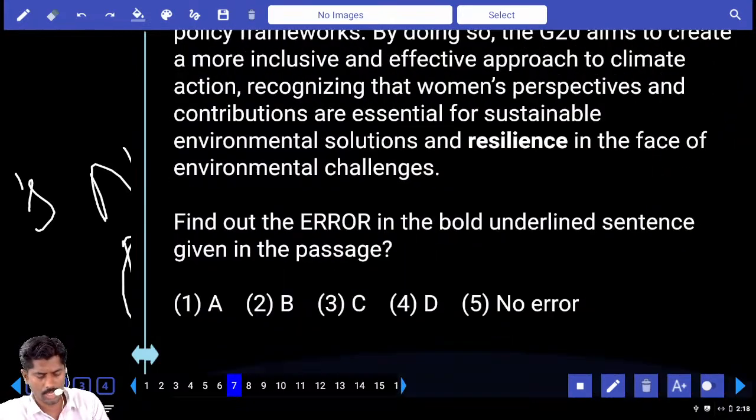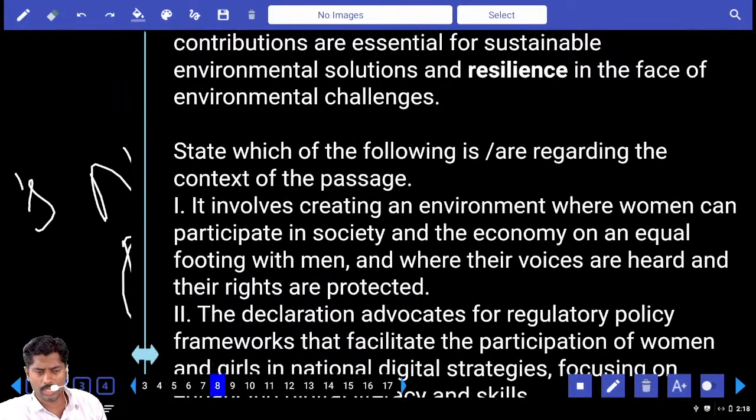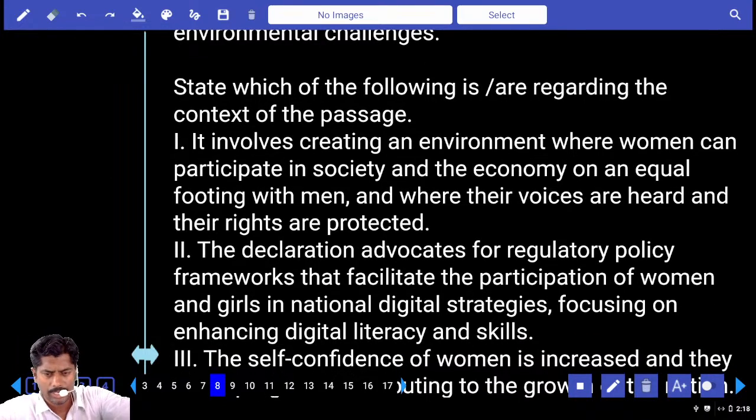So the error is in which part? C. Which of the following is regarding the context of the passage? What did he say about the passage context? It involves creating an environment where women can participate in society and the economy on equal footing, men and women, where their voices are heard and their rights are protected.